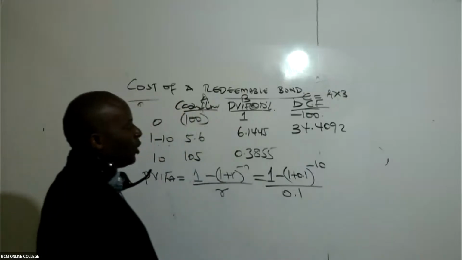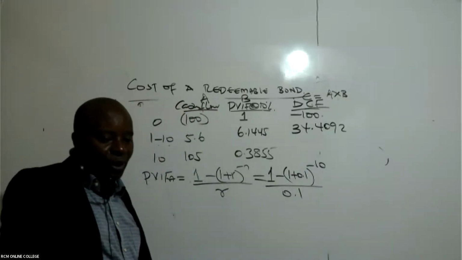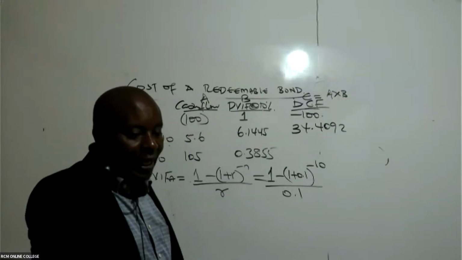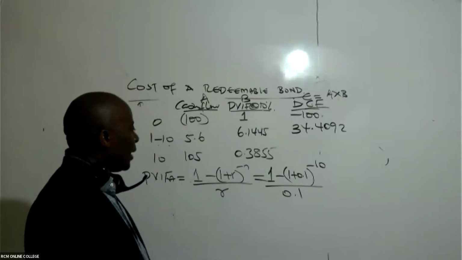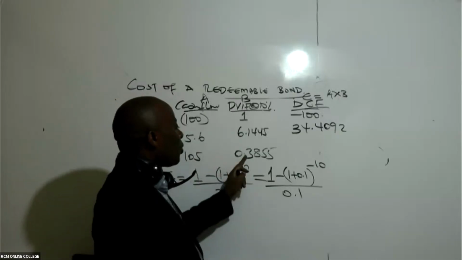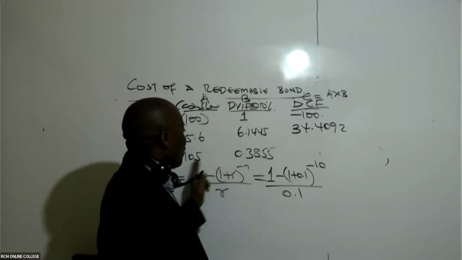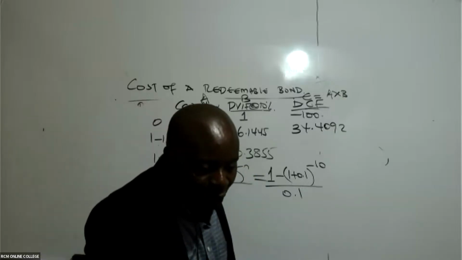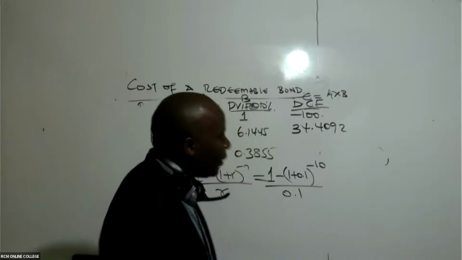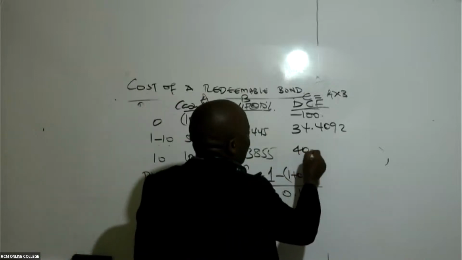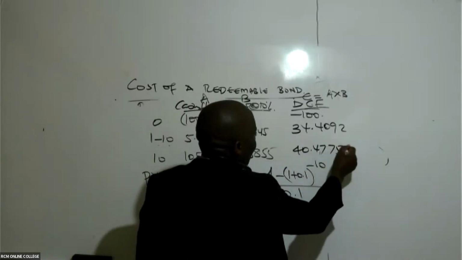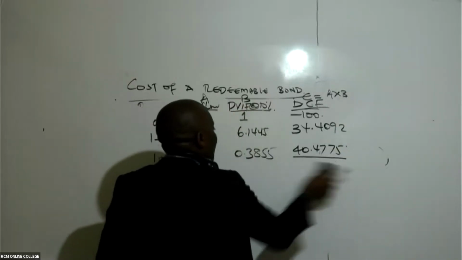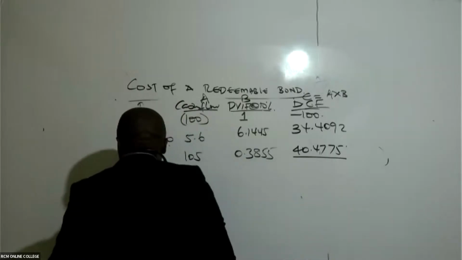I hope up to here we are together. All right, yeah, I like it when I see many answers. I'm normally happy. So then what is 105 times 0.3855? What do we have here, somebody? 40.4775. So we have here 40.4775. Then come and add for us. It will give me NPV.